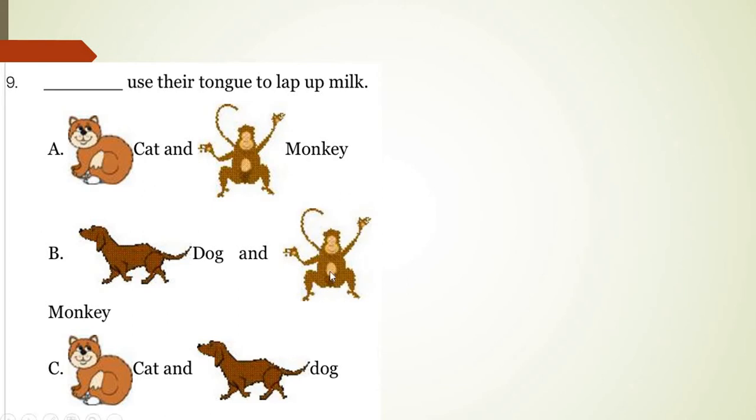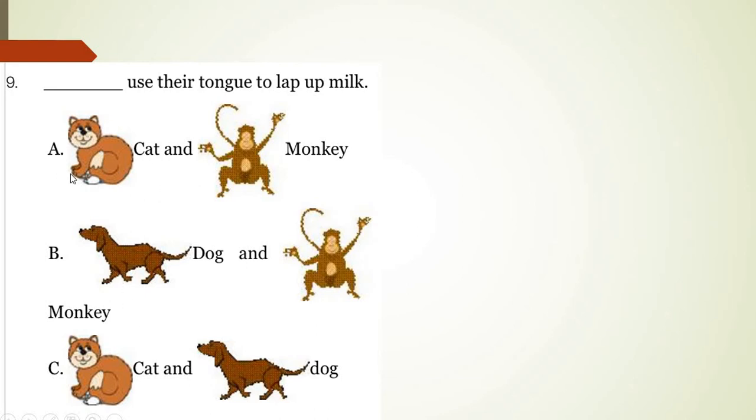The next question is, let me read it for you first of all. Dash use their tongue to lap up milk. It means to drink the milk using the tongue. We directly drink it using our mouth, but let us see which is the correct combination. Here the combination of two animals is given for each option.